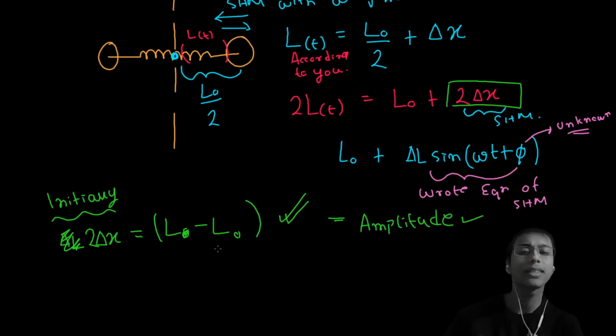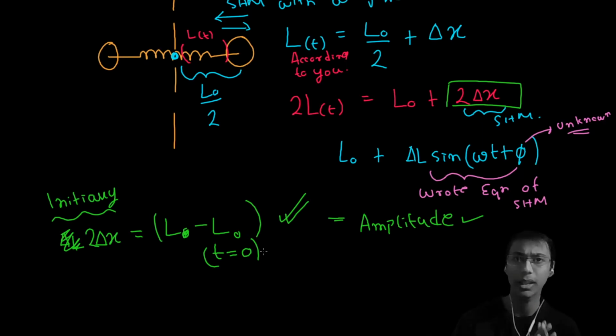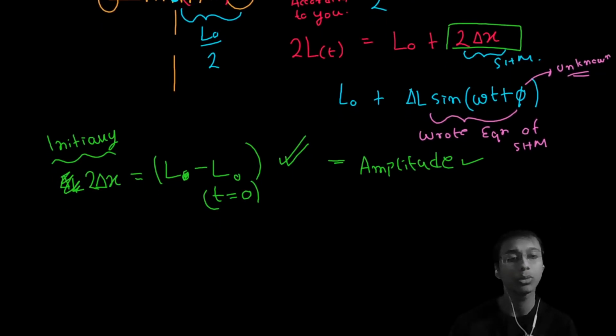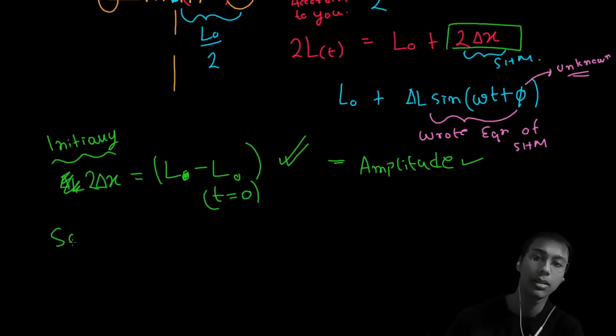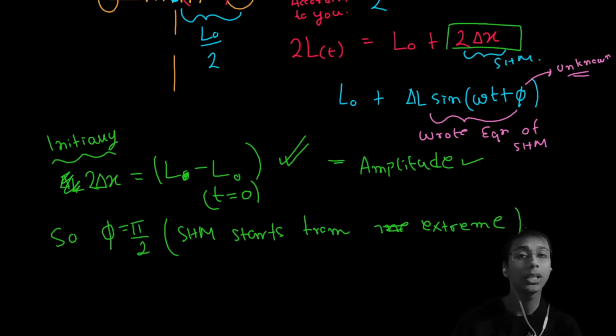And when does this happen? It happens at t equal to 0, because if you read the question, initially the entire thing was stretched. So that means the SHM starts from the extreme position and not the mean position. If it starts from the extreme position, what would be the phase difference that would be added? Pi by 2, that is exactly correct. So phi equal to pi by 2. Why? SHM starts from the extreme position, not the mean position. If it started from the mean position, then everything would be normal.